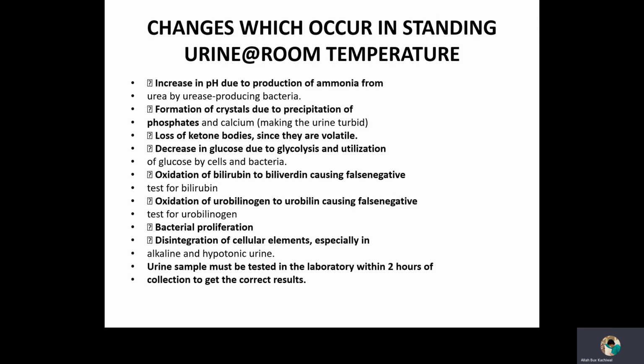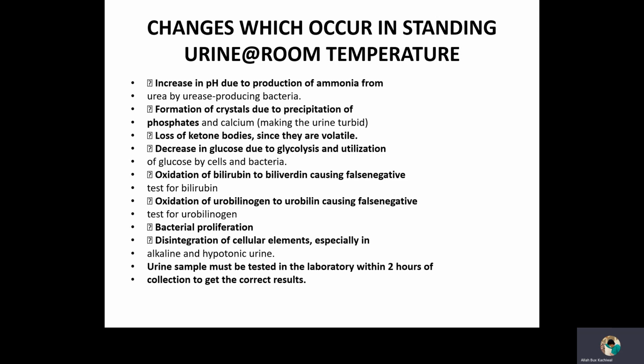Formation of crystals due to precipitation of phosphates and calcium, making the urine turbid. So if the urine is transparent and you are keeping it at room temperature and it becomes turbid, it means that crystals due to precipitation of phosphates and calcium have made it so. Therefore, those samples having phosphate and calcium crystals may be analyzed, and for the determination of crystals, it should be processed immediately.